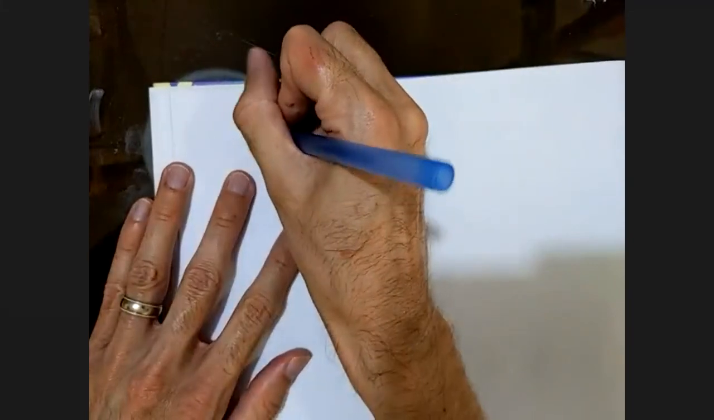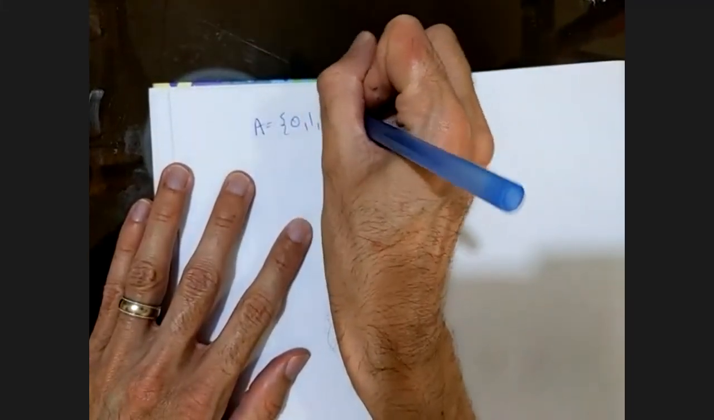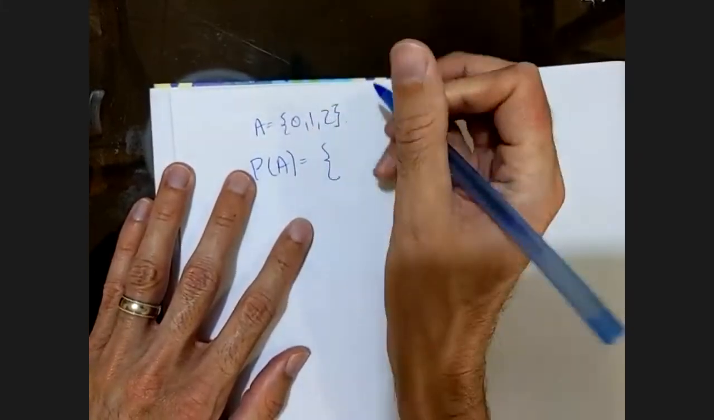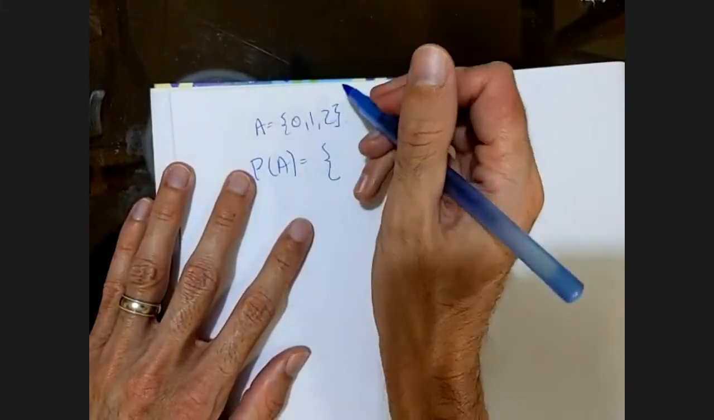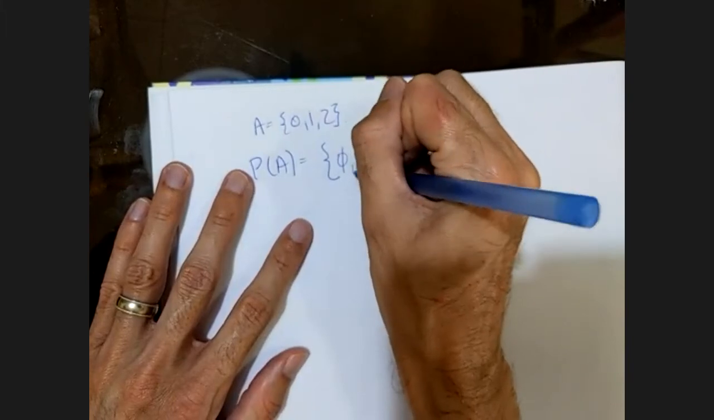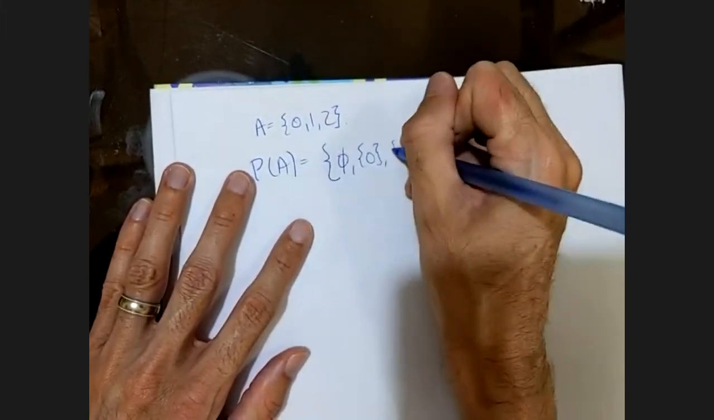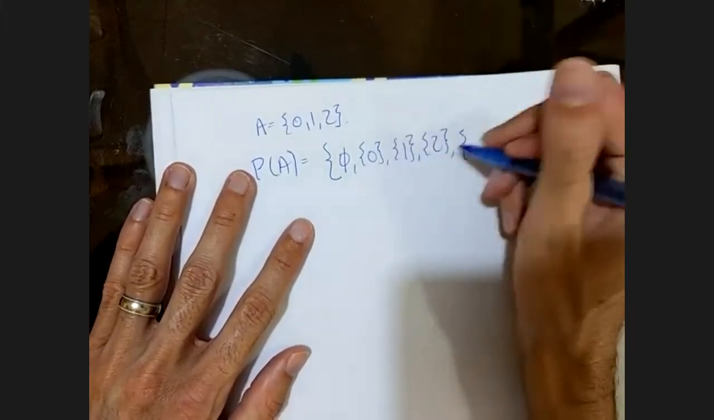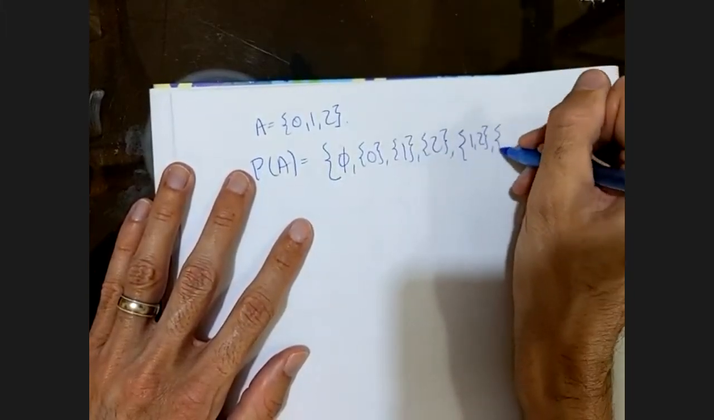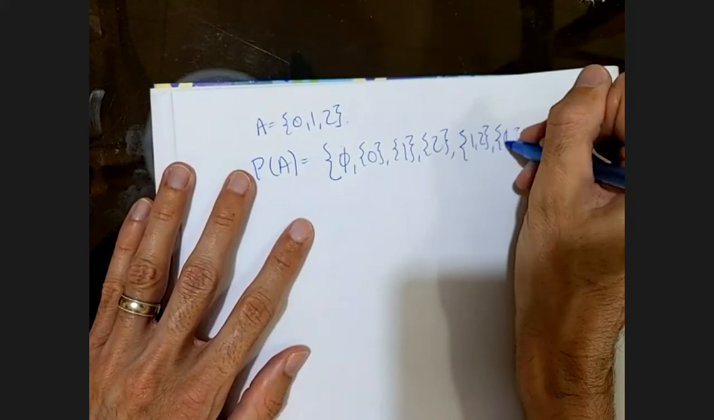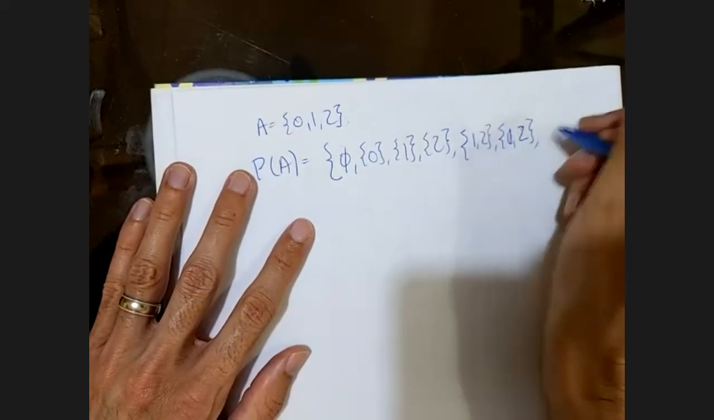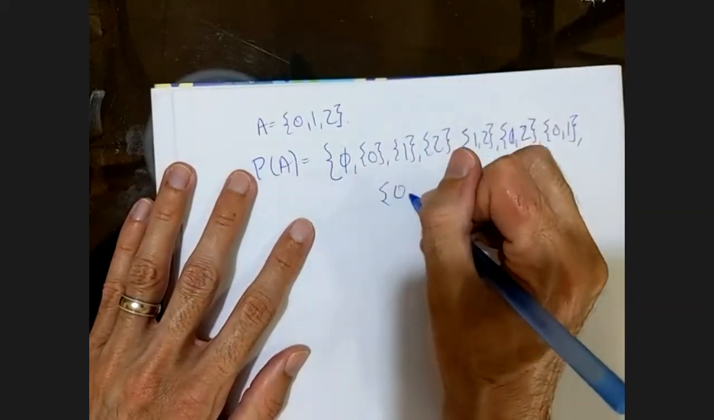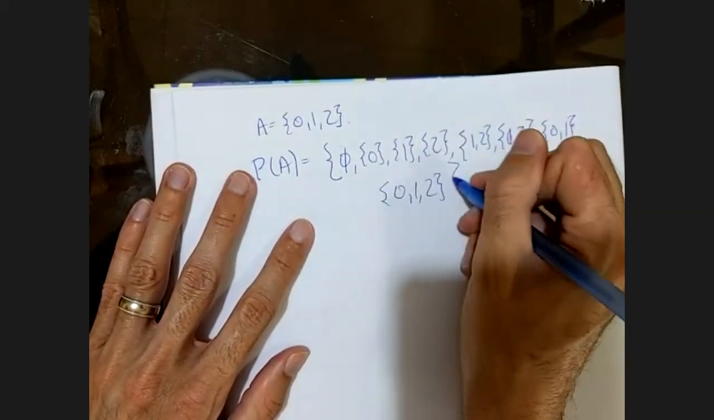Okay, so A just has 3 elements. So now we can write down the power set of A. The power set of A should have 8 elements. So we have the empty set, 3 singletons. Then we have like the kind of complements of all those. Then we have set A itself. That's the power set of A.